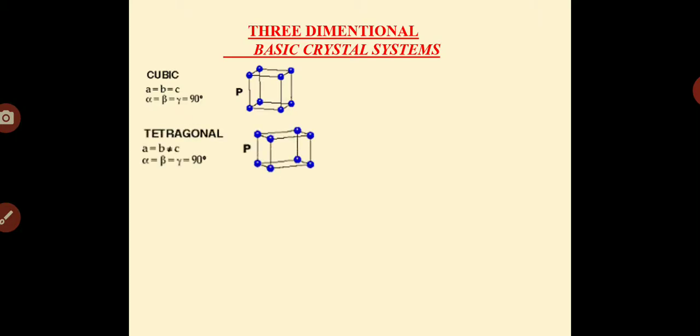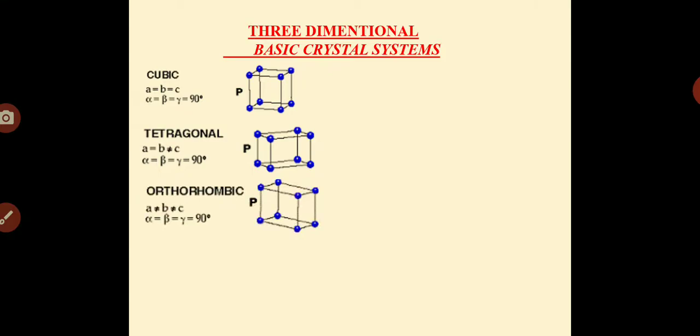Second one is tetragonal, that is a crystal system. In that, a equal to b, two sides are equal, but the third side is not equal. Again here, all the angles, alpha equal to beta equal to gamma equal to 90 degree. The figure of a tetragonal is also shown here.